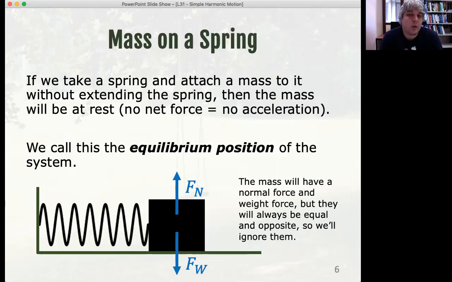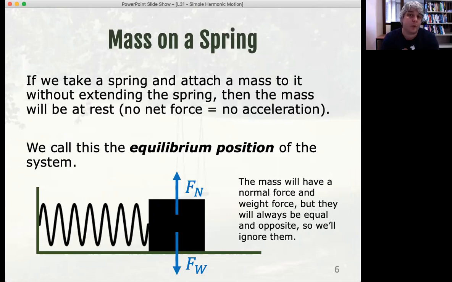We're going to start by talking about the mass on a spring example. So we're going to take an idealized scenario. We've got this block, we attach it to a spring, there's no friction, there's nothing else to concern ourselves with, just this idea of a block on a spring.